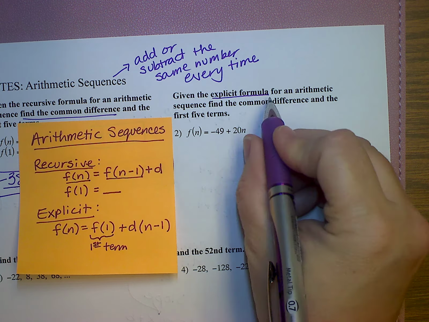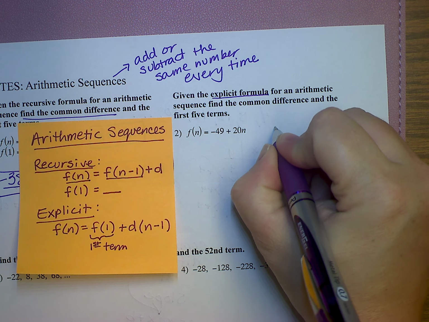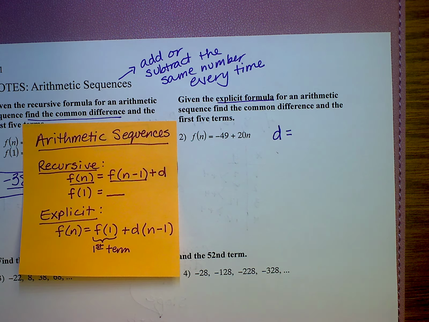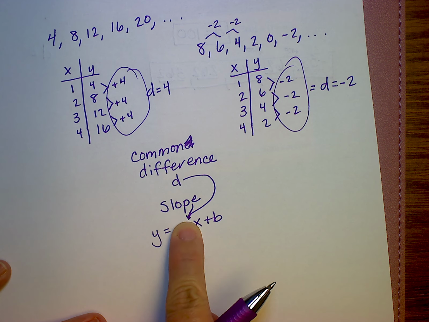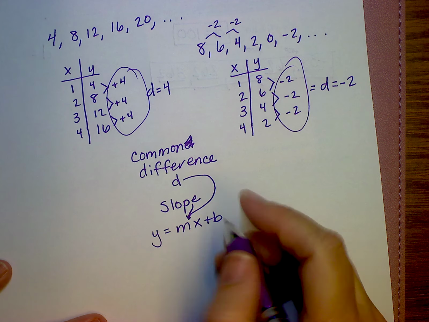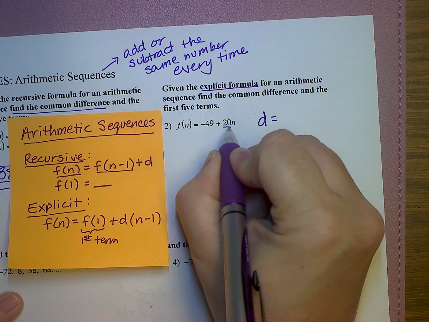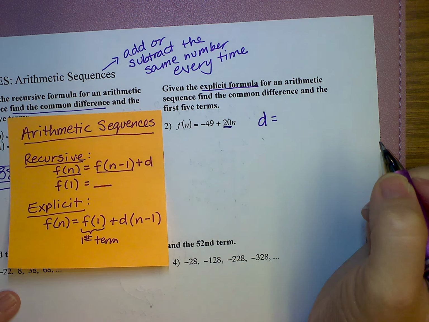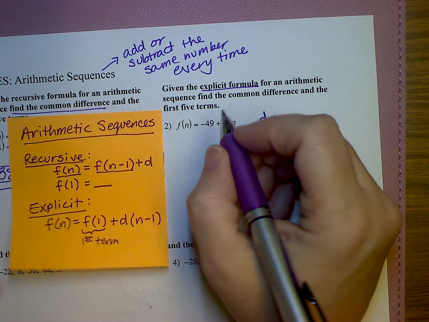But for right now, I need to find the common difference. So I'm actually going to flip to the back for a minute. Remember how I said the common difference is the slope? In other words, it's the coefficient of x. Well, I don't have x, I have n. But what's the coefficient? Isn't that 20? I think my d value is 20, but I'm going to show you how to find it a different way.